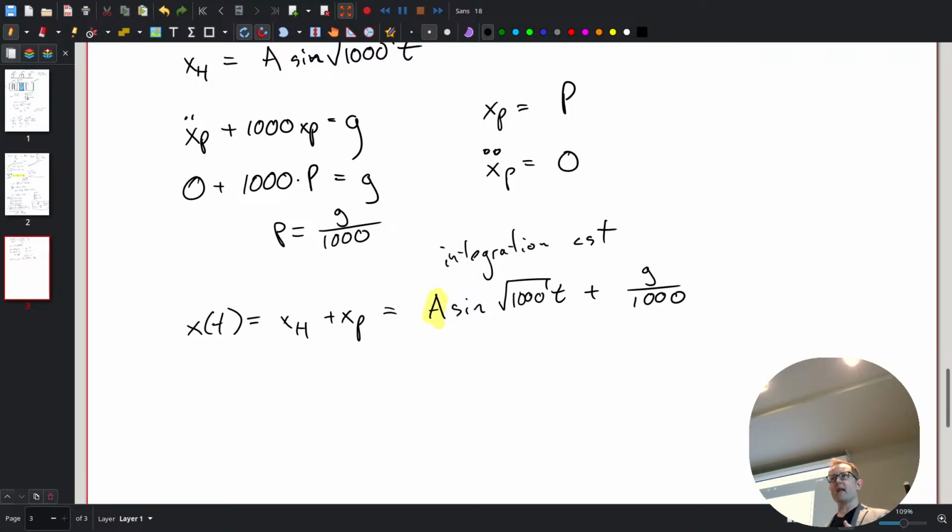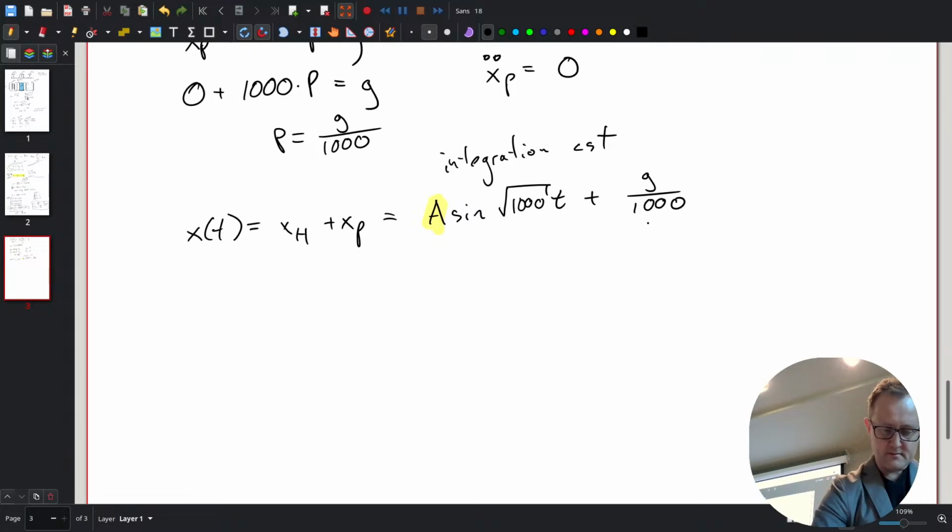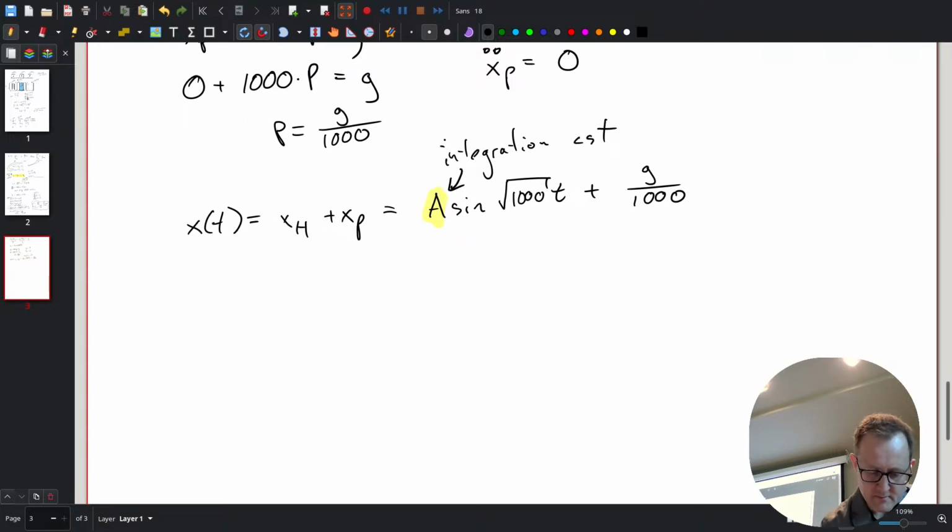We don't know what the amplitude is until we factor in the initial conditions. So it's called an integration constant. So we'll start with our first initial condition, like when it hits a spring, we can call that 0, position 0.